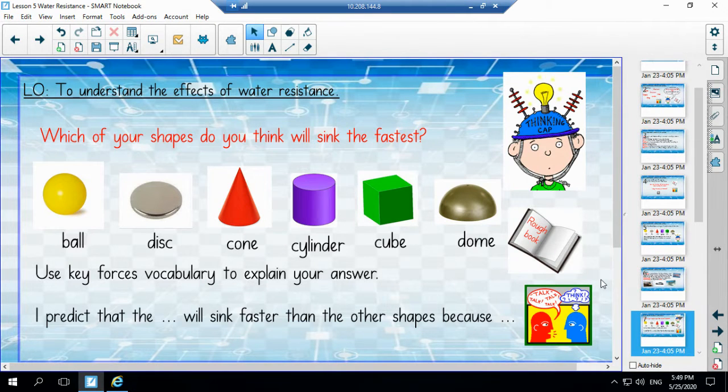Now, your prediction. Which of your shapes do you think will sink the fastest? Use key forces vocabulary to explain your answer. You may want to pause the video now while you jot your ideas down or chat about your ideas.